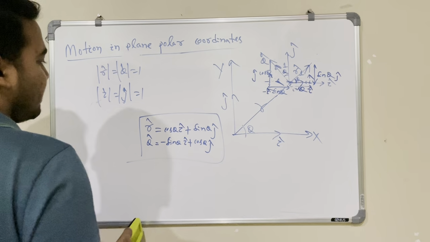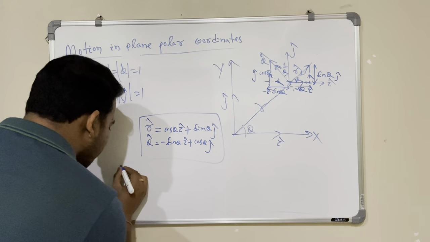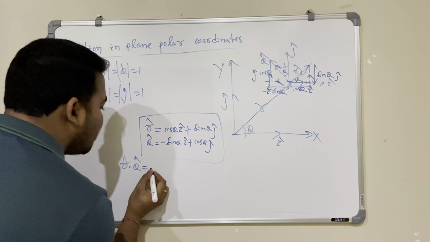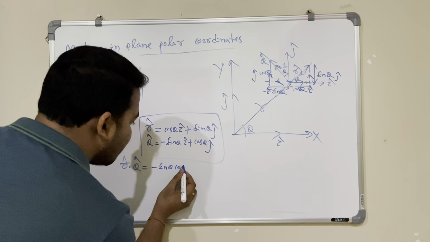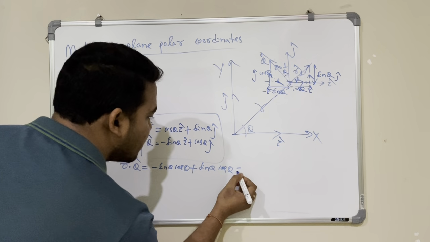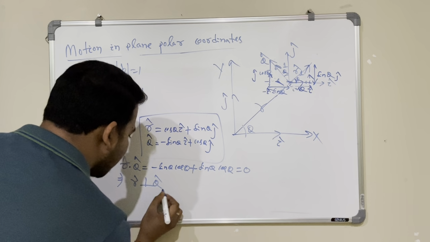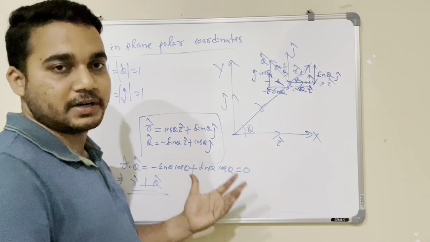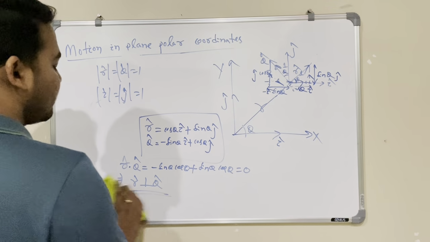Our next part: here we can verify that r cap and theta cap are perpendicular to each other. If we take the dot product between them, r cap dot theta cap will be equal to minus sin theta cos theta plus sin theta cos theta. So this is equal to 0. That means r cap is perpendicular to theta cap. So this is clear.